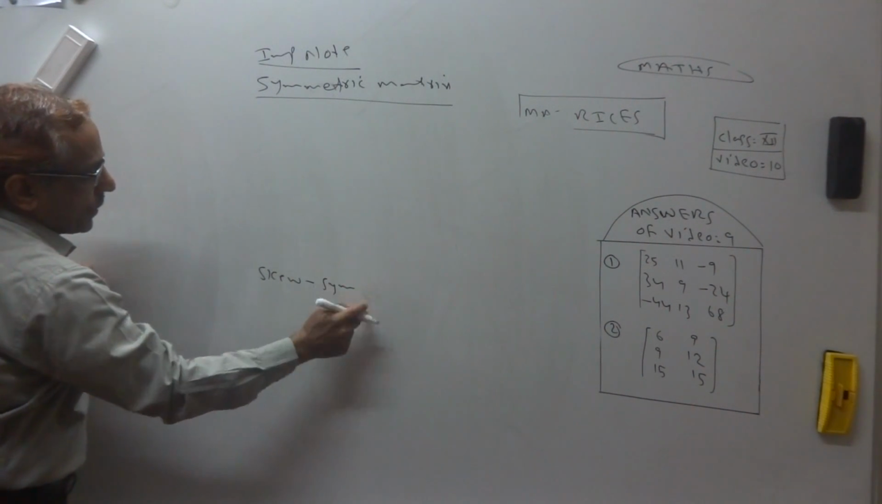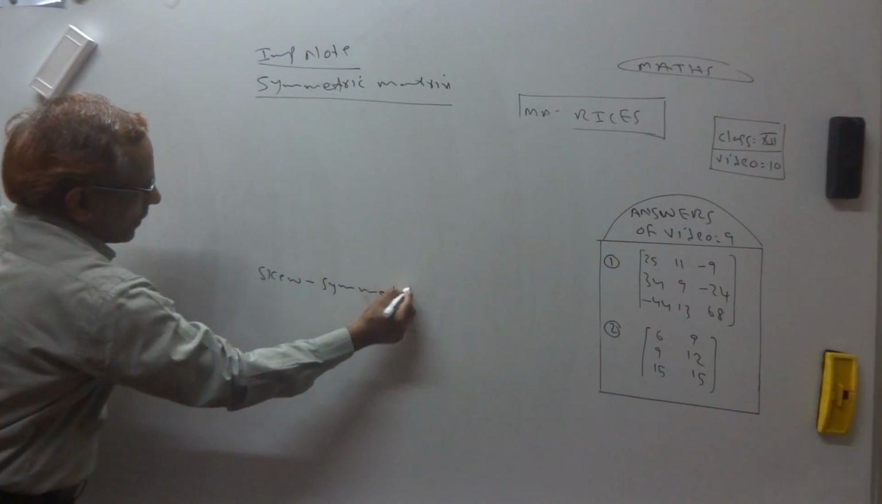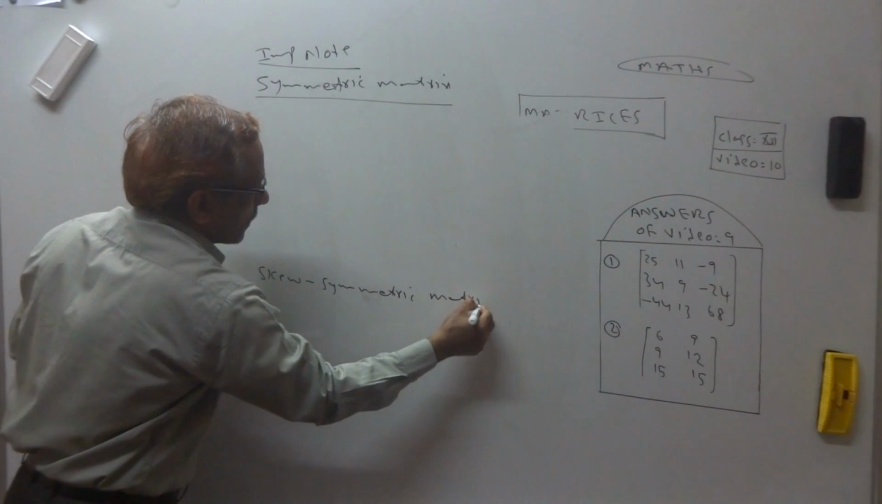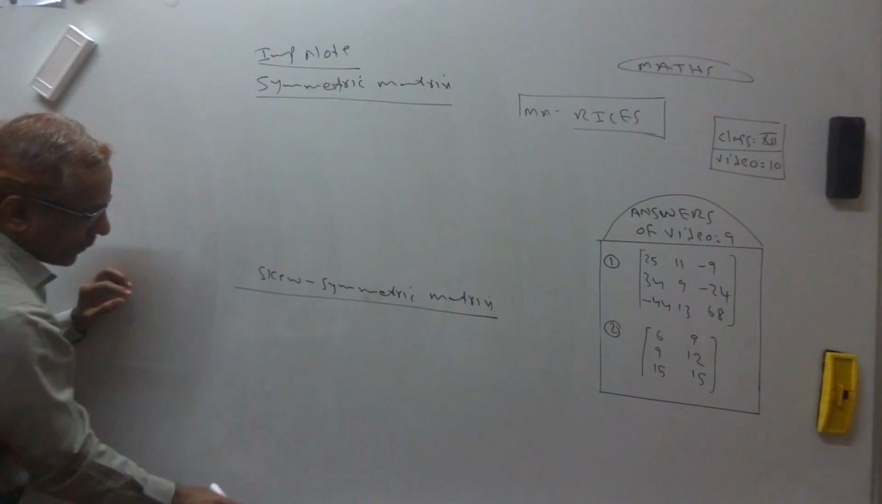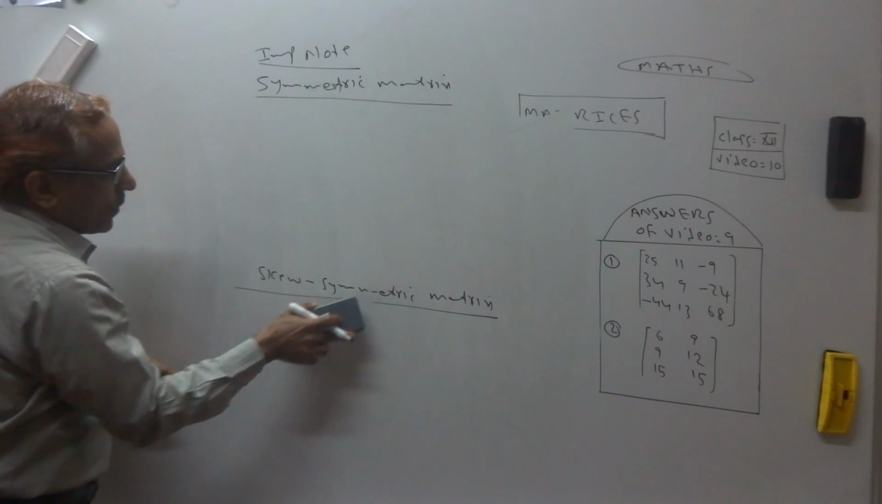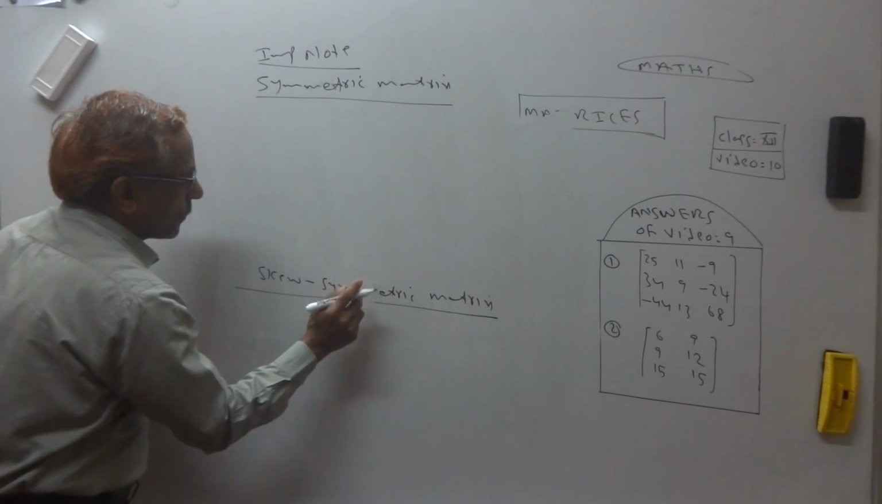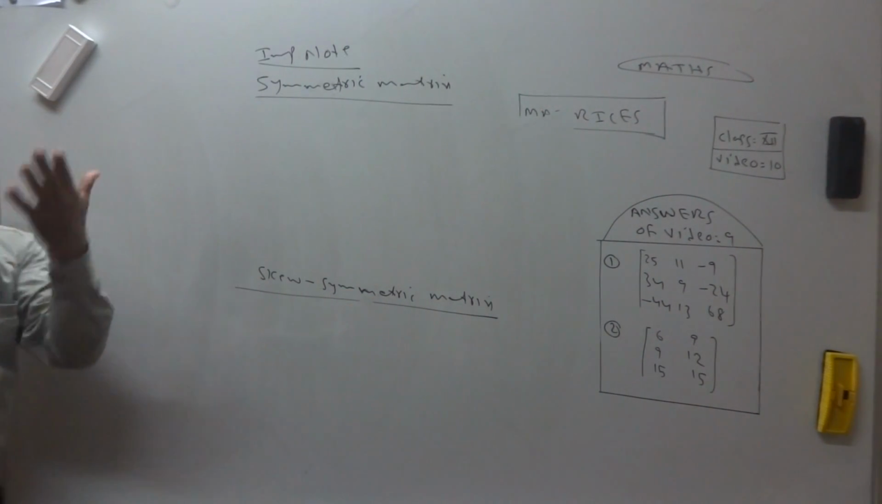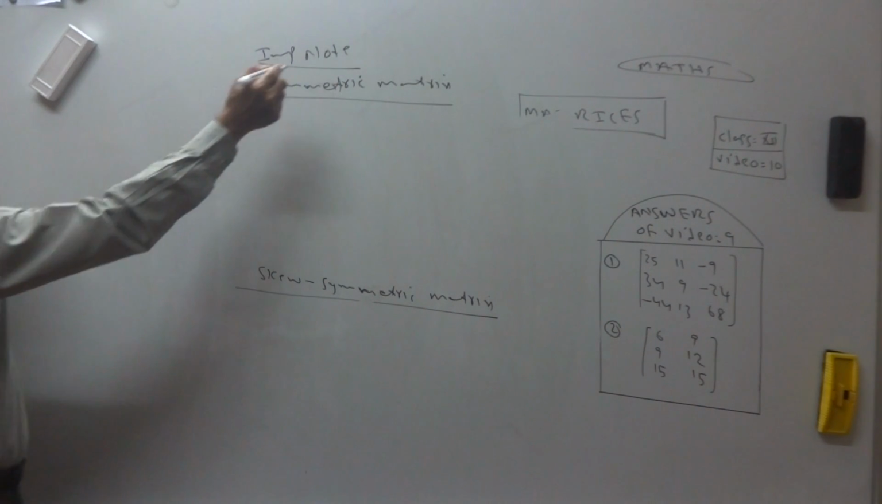Skew symmetric matrix. Yes, please, we have two definitions. What is the meaning of symmetric matrix? So please see the definition, it's an important note.